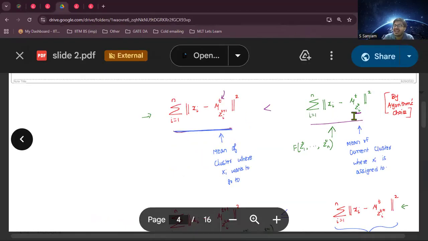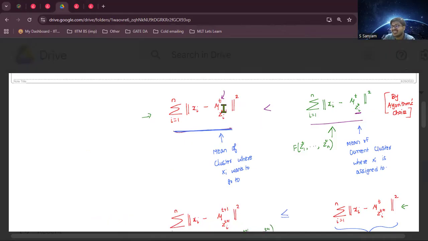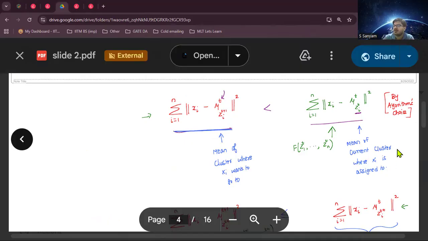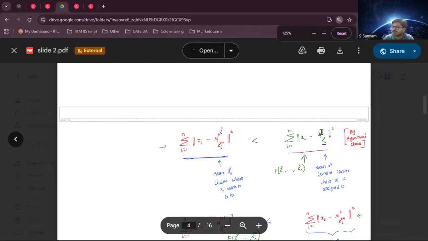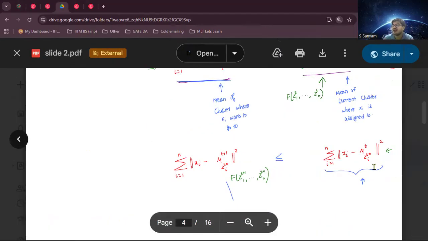So at iteration t, we had the cluster indicator, and at t+1 we have updated the cluster indicator. The mean distance will be less for the mean of the cluster where x_i wants to go, compared to the mean of the current cluster x_i is assigned to. It is just the cluster indicator for the t+1 iteration.